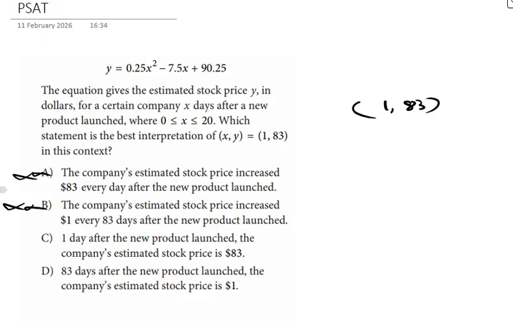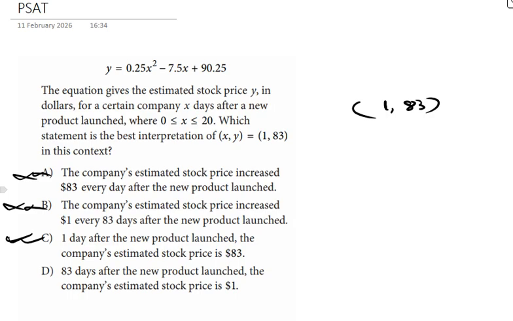Now come to option C. 1 day after the new product launched, the company's estimated stock price is $83. This matches exactly what (1, 83) means: x equals 1 day, y equals $83. So option C correctly interprets the ordered pair.